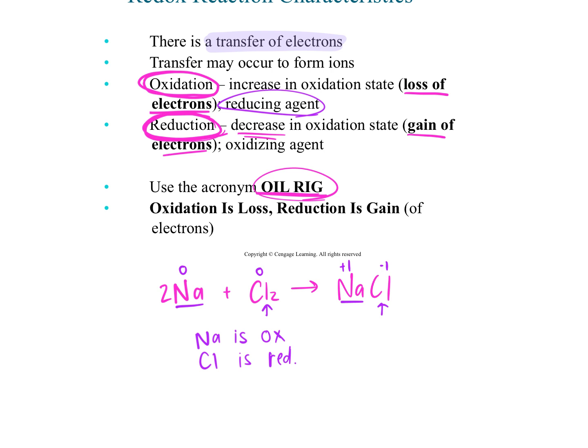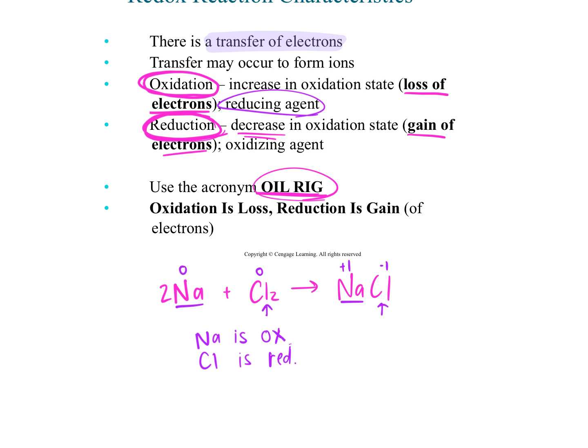So if sodium is the one that is oxidized, it is the reducing agent. It is what caused chlorine's reduction. I very rarely talk about them in terms of agents, but your book will ask you a couple of questions about that, so I want you to make sure you understand. If it is the one that is being oxidized, then it is automatically the reducing agent and vice versa.